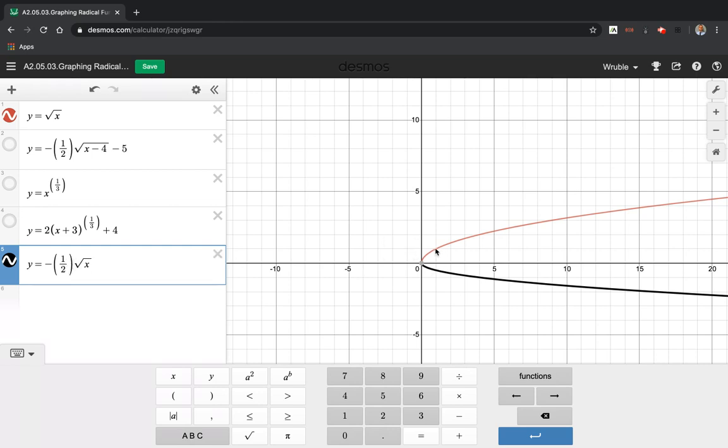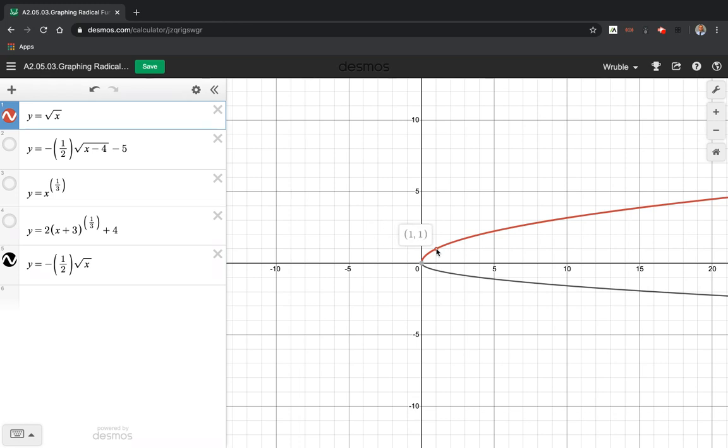So this point up here, we have 1, 1, right? That's over 1, up 1. Then we did the scale factor of negative 1/2. What that does is it flips it over the x-axis, and it gets it half as close to the x-axis. So over 1, down 1/2. And that pattern will continue.